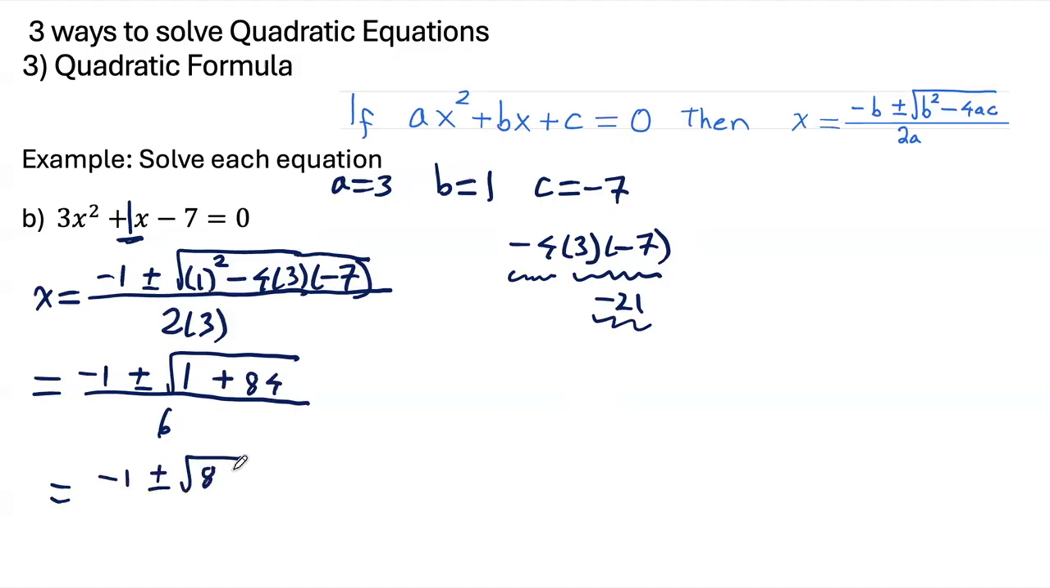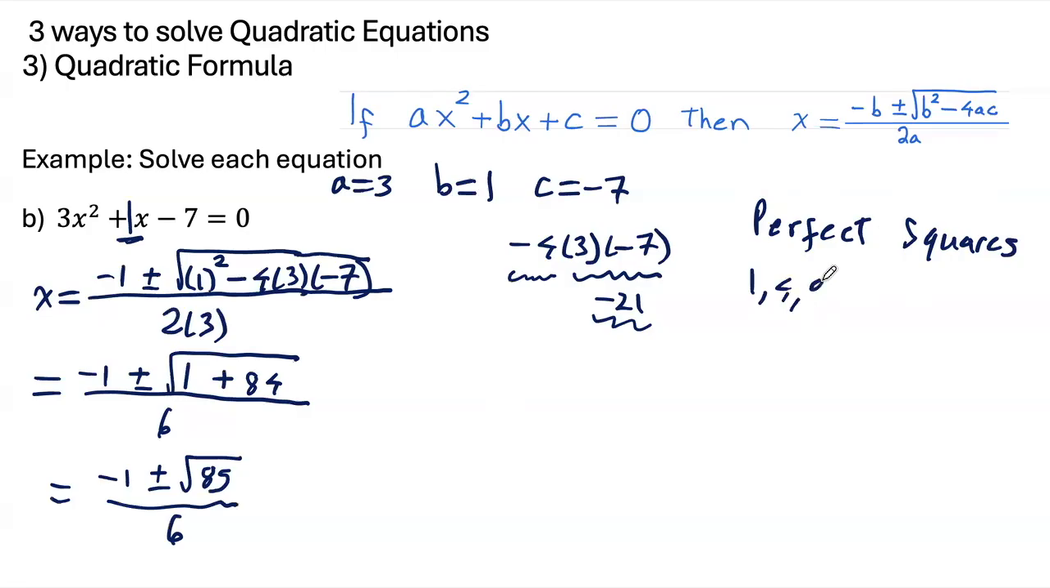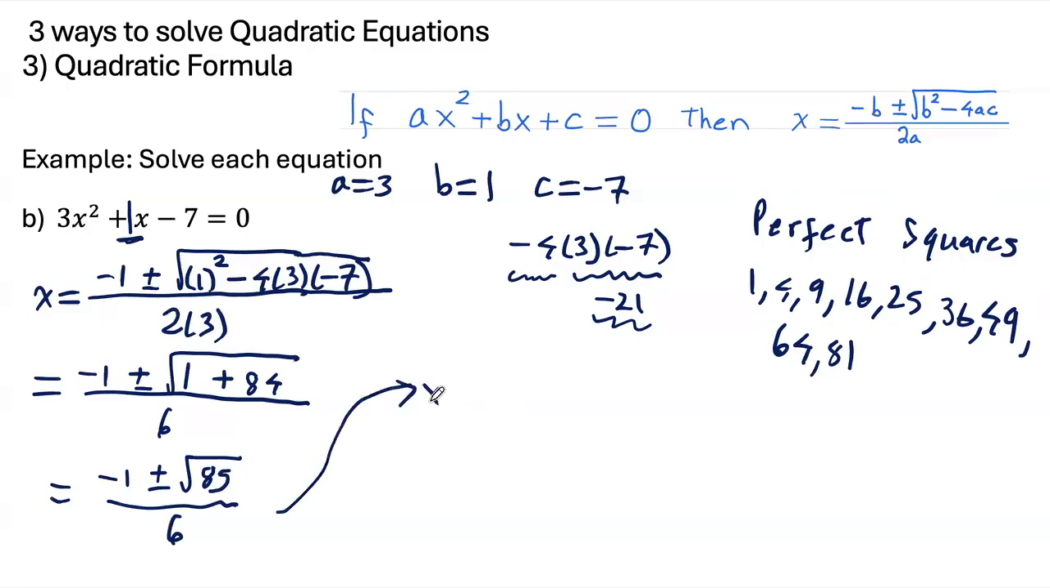I have root of 85 all over 6. And this is as far as I can go with this question. You see, if I look at my perfect squares list, none of the numbers in the perfect squares list are divisors of 85. So if I look at all of these, I mean 1 is, but 1 times 85 doesn't do anything. 49, right? There is 64. None of these divide into 85. So we don't simplify this like we did with the 24.